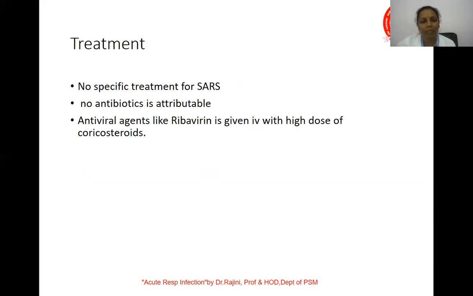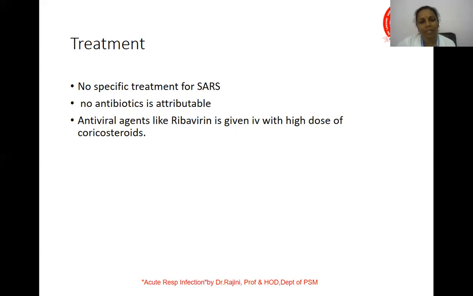Treatment. No specific treatment for SARS. We don't have a specific treatment. It goes by the symptomatic way of treatment. Patients having fever, myalgia, cough: cough syrup, nebulization, hospitalization, oxygen. According to the symptoms the patient presents with, the patient has to be treated. So no antibiotics are indicated.